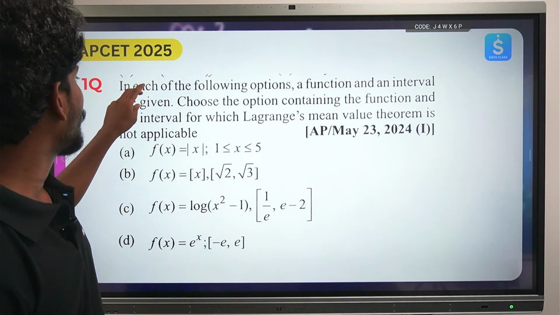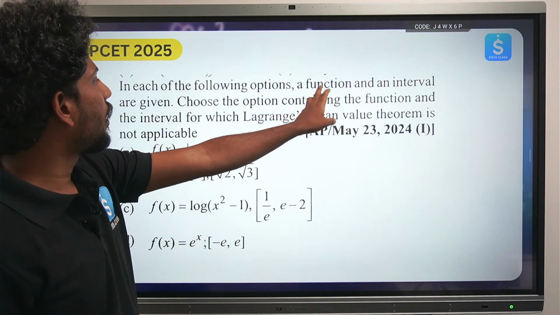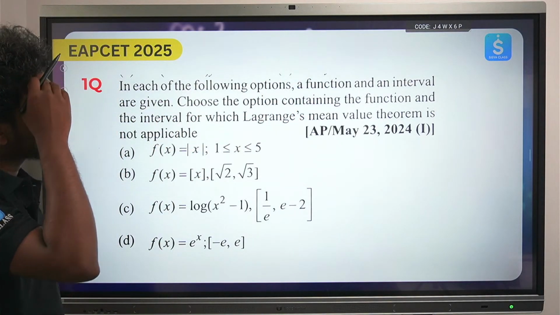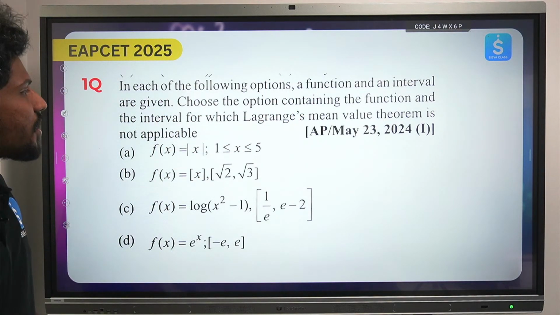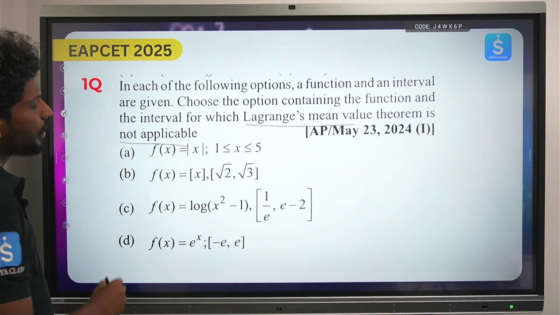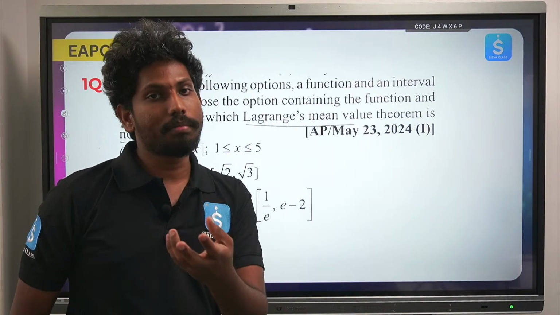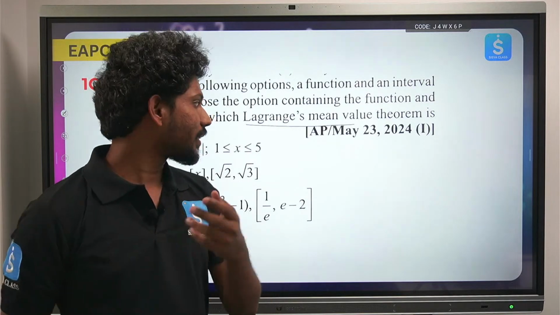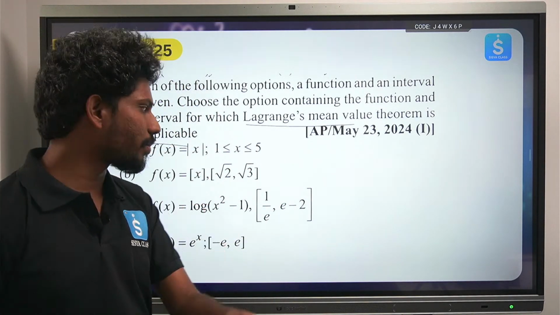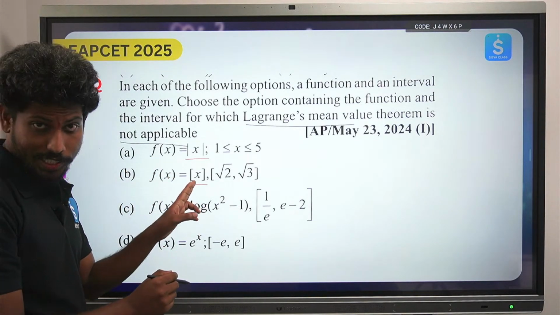Okay, now let's see the question. In each of the following options, this was asked in the 2024 EAMCET exam, a function and an interval are given. Choose the option containing the function and interval for which the Lagrange mean value theorem is not applicable. Now, for the Lagrange mean value theorem, basically, fundamentally it needs some things. What are those fundamental prerequisite things? The first thing is it has to be continuous. The second thing is it has to be differentiable. Now looking at these curves, mod x and step x, step x is actually not continuous.